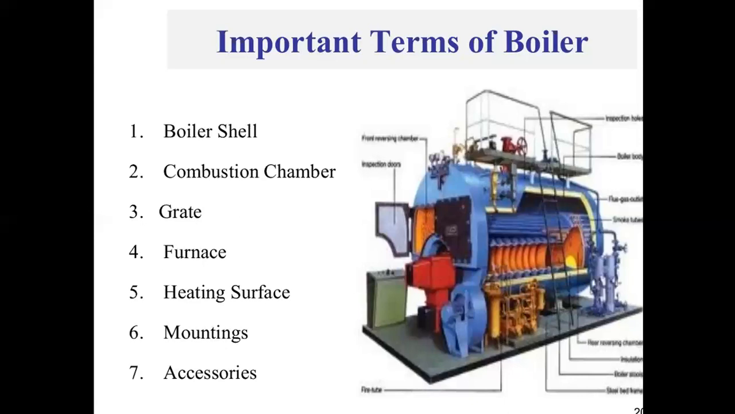Then the heating surface. We are using heating surfaces and mountings. Mountings are used for safe operation. The mountings are the pressure gauge to know the pressure, and the water level indicator, to show up to which level we are maintaining the water in the boiler drum. The water should be within the desired level, up to the mark. And also the feed check valve, safety valve, and manhole.